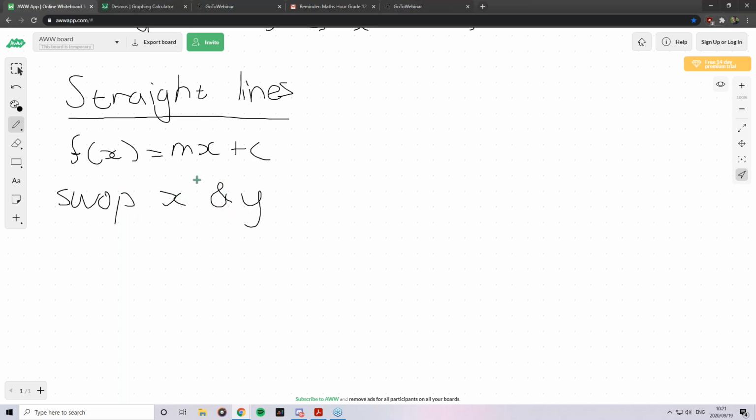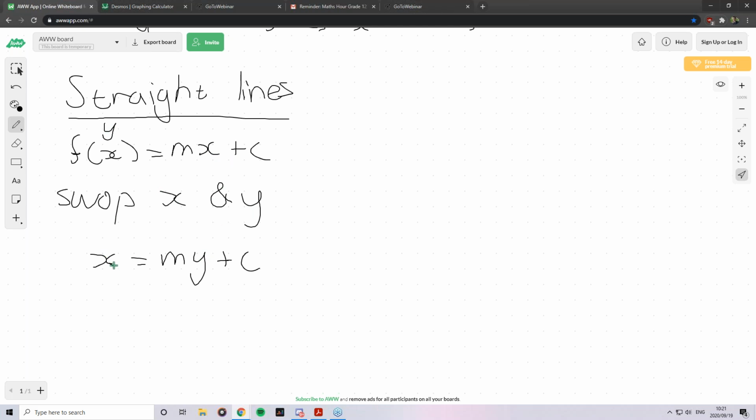Swapping x and y. So all that gives us, this is technically y, right? Our outputs. So if we swap x and y, this just becomes an x, and this becomes a y. So we have x is equal to my plus c. If you follow, this was a y, becomes an x, becomes a y. I'm literally just swapping the variables x and y.